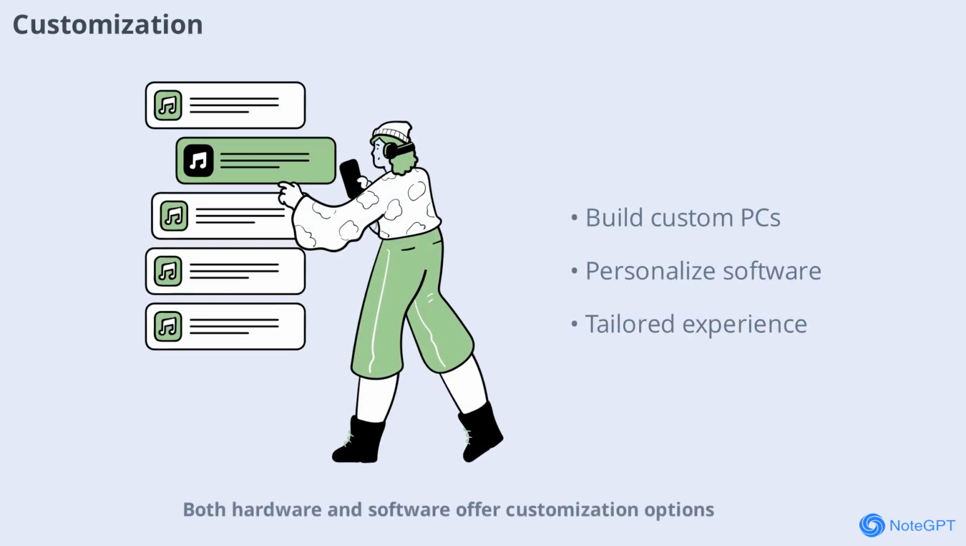Both hardware and software offer customization options. You can build a custom PC by selecting specific hardware components or personalize your device with accessories. Software customization includes changing settings, installing plugins, or even writing your own code. Customization allows you to tailor your computer experience to your needs.